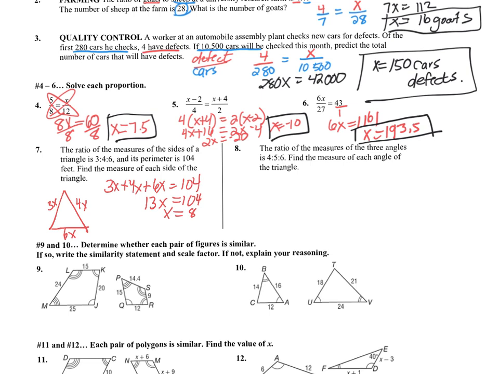And so now when we look at our sides, 3 times x, 3 times 8, will give us 24. Our measurement was feet. 4 times x is 4 times 8, which is 32 feet. And 6 times 8, which is 48 feet.